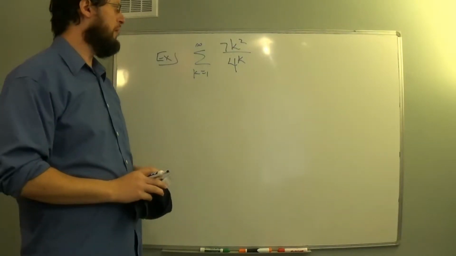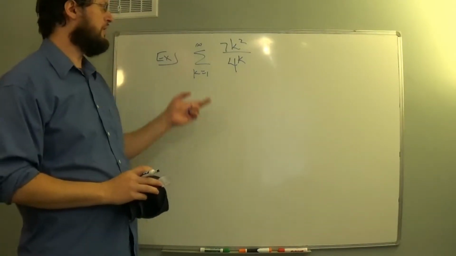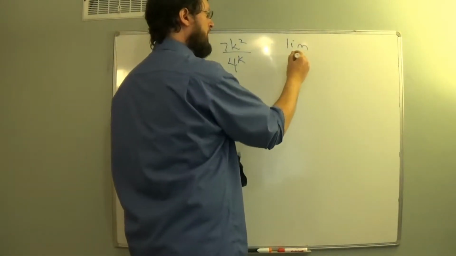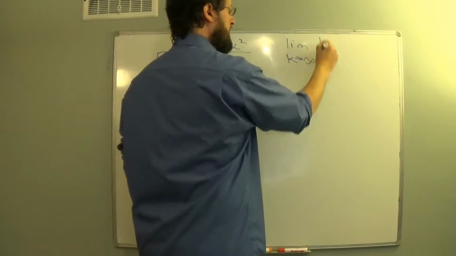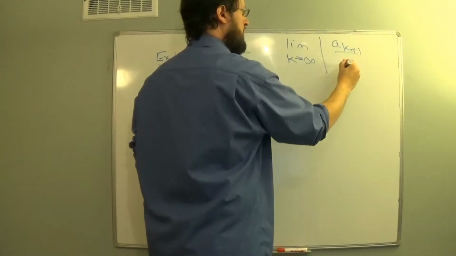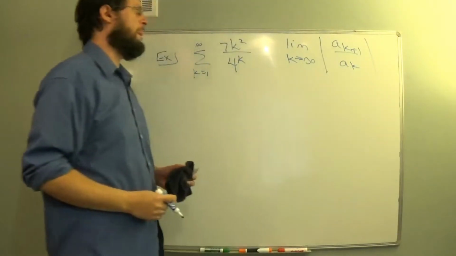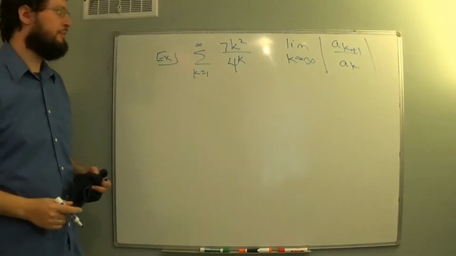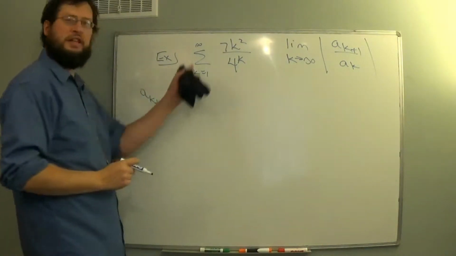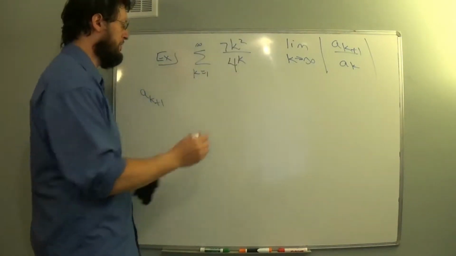In this example, we will apply the ratio test to determine the convergence of this series. So remember, what we're looking at is the limit as k goes to infinity of the absolute value of a sub k plus 1 over a sub k. A sub k plus 1 means take the series that we have and turn k into k plus 1.